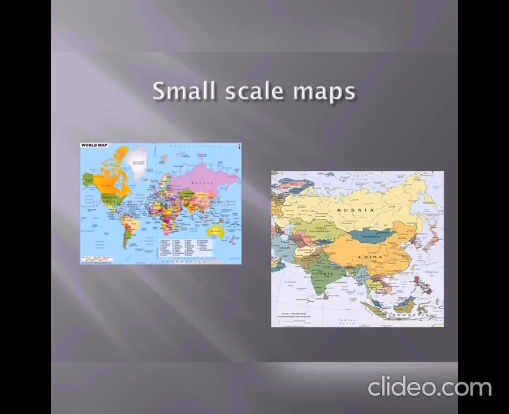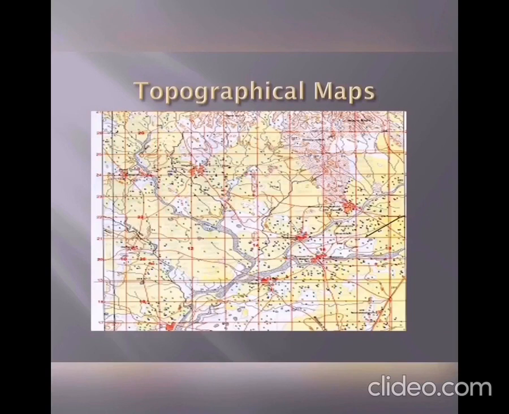Maps like wall maps that we usually see in our classroom are small scale maps of a country or a continent. Topographical maps. The term topography has been derived from two Greek words, topos meaning a place and grapho meaning to draw or depict. Topographical maps are prepared carefully with greater details after survey to show two types of features, that is physical features and man-made or cultural features.